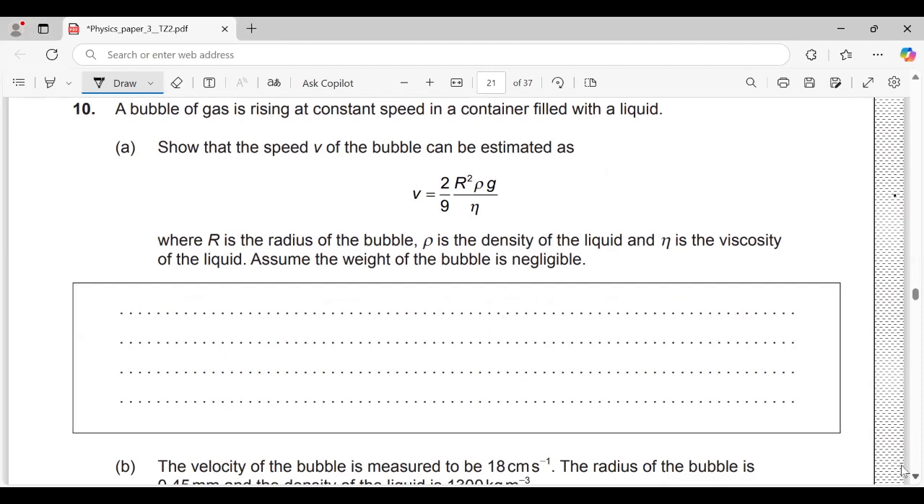When a bubble rises through a liquid, there are three main forces acting on it. The first is buoyant force. Buoyant force, I would like to write buoyant force.